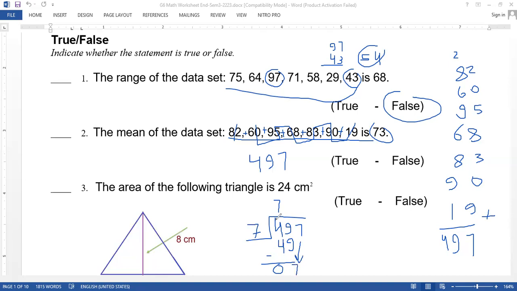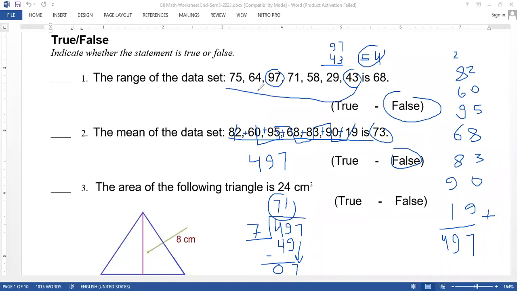Now 7 divide 7 equals 1. So the answer, the mean is 71. But the given mean here is 73. So it is false. Now, next question.